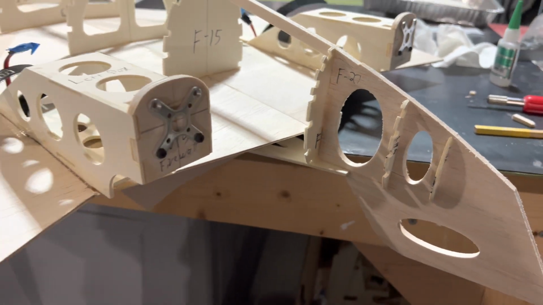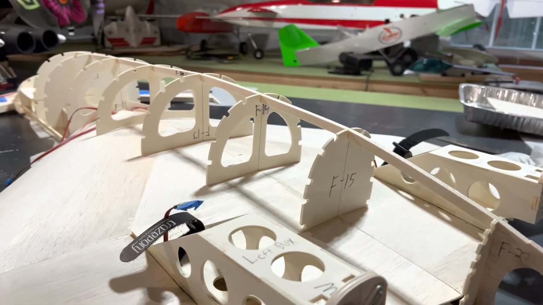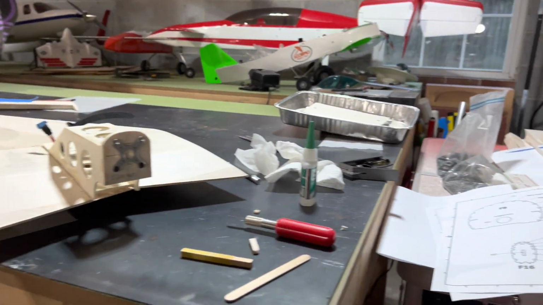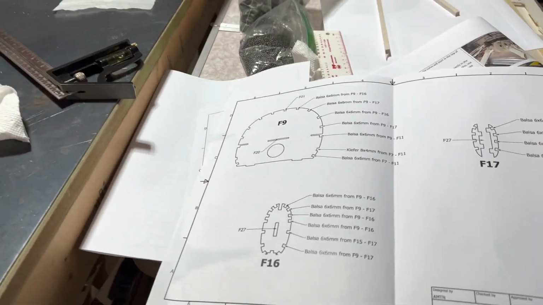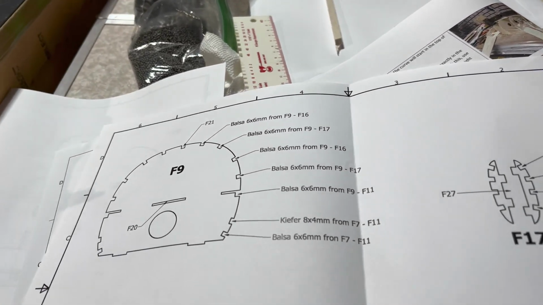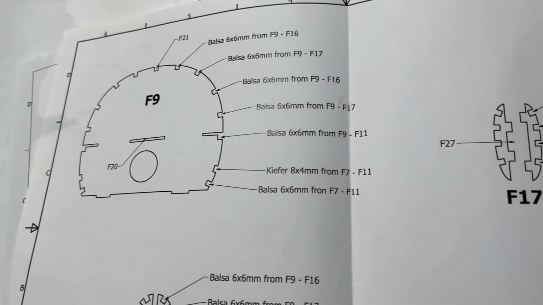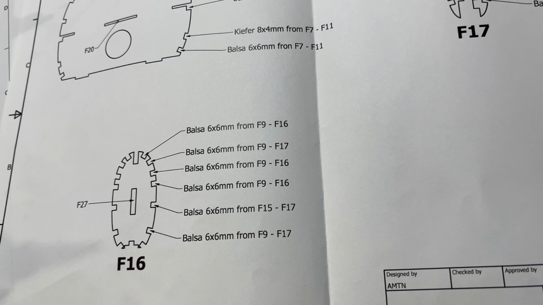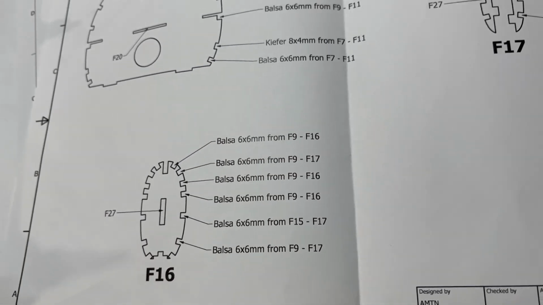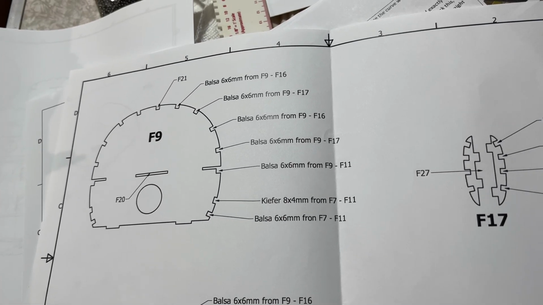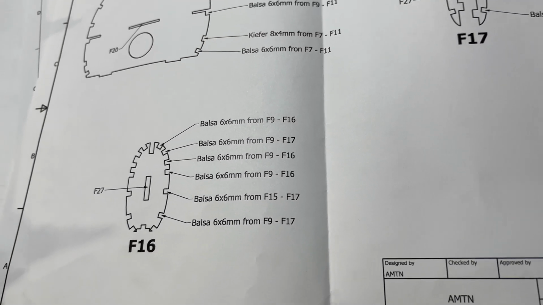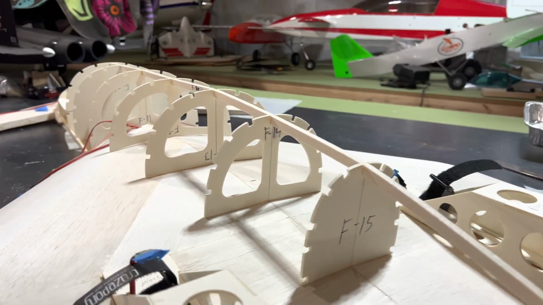All right, so we've gone ahead and put our formers in. We're going to start adding our stringers along the way. One of the important things to keep in mind, and that's something that's included in the kit, is a diagram that shows you the size of each of the pieces of balsa that are going to be added to each former, and from what former to what former each of the individual stringers is going to extend. So a very important diagram. All right, friends, we're going to go ahead and shift our focus to getting our stringers in.